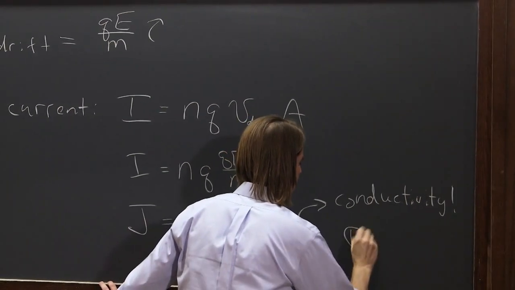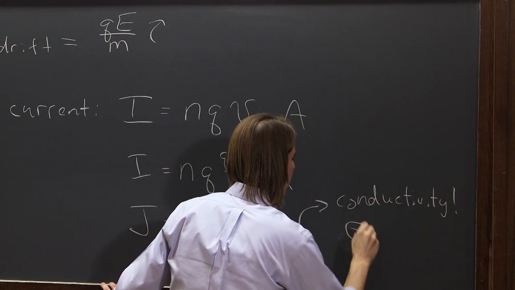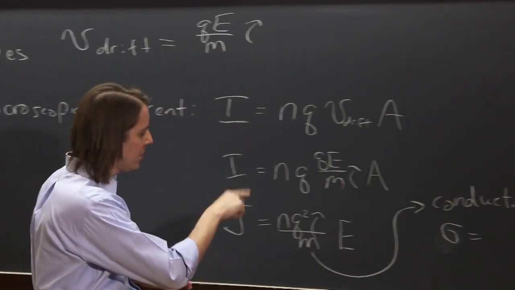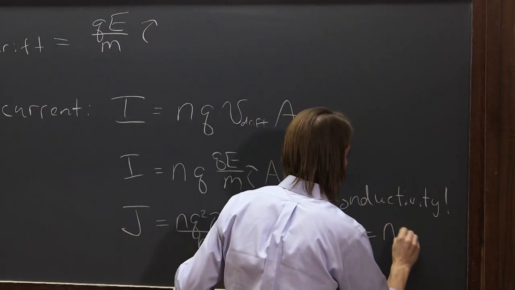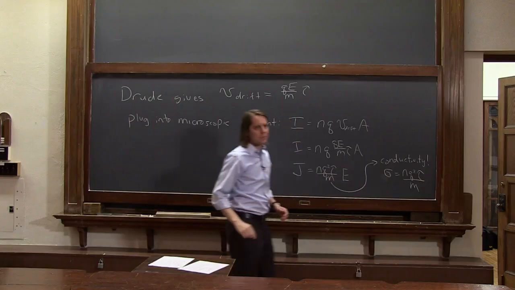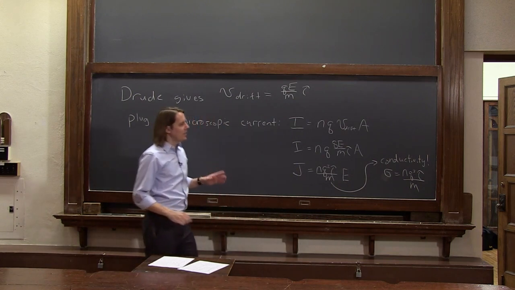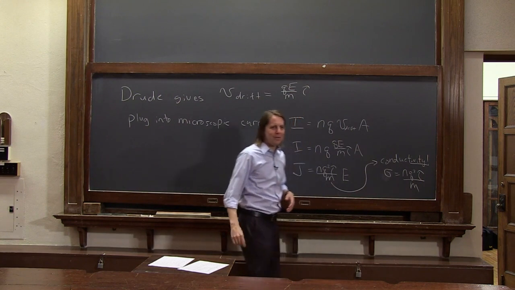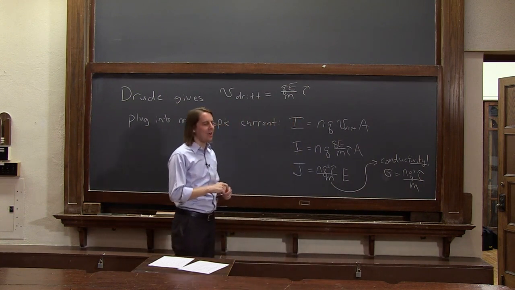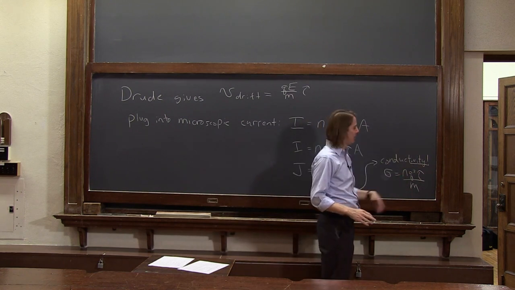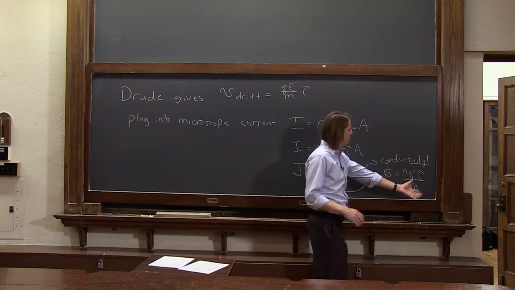Sigma, the electrical conductivity, not the surface charge density in this case, is N Q squared tau over the mass. That is a conductivity. It's an ivity. That means it's an inherent property. It is an intrinsic property. It's not an extrinsic property. It doesn't depend on size or anything. It just depends on intrinsic things. Let's see if it makes sense to us.